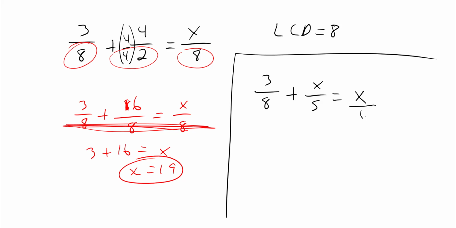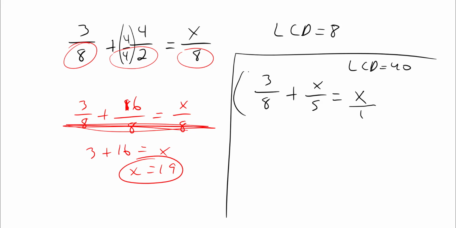Okay, so I need this to be what? Well, what's my lowest common denominator? Do you guys agree I have an 8 and I have 5 and I have a 1? So what number does 8 go into, 5 go into, and 1 go into? Okay, well, the biggest number is 40. So my LCD is 40.